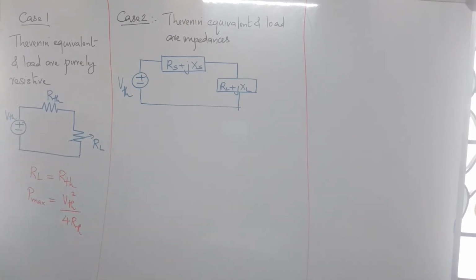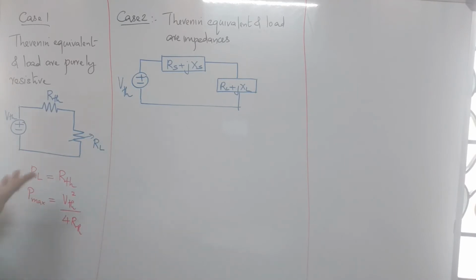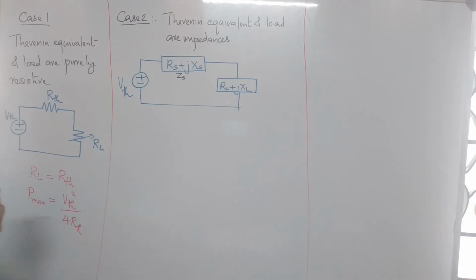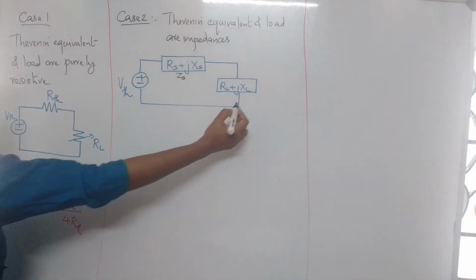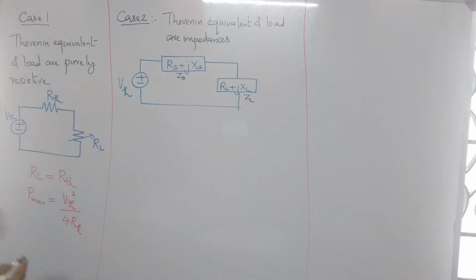Here both the Thevenin equivalent as well as the load are impedances. Now instead of writing RTH plus JXTH, I have written it as RS plus JXS. It is the same. Let me write this as ZS, which is the source impedance or the Thevenin equivalent, and this is ZL, the load. So in case 2, both the load as well as the Thevenin equivalent are impedances.